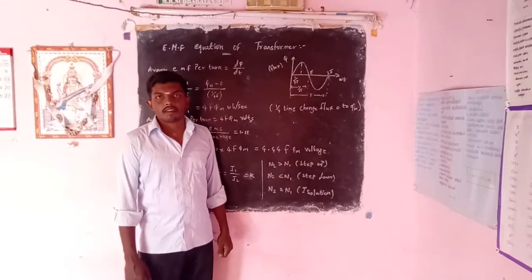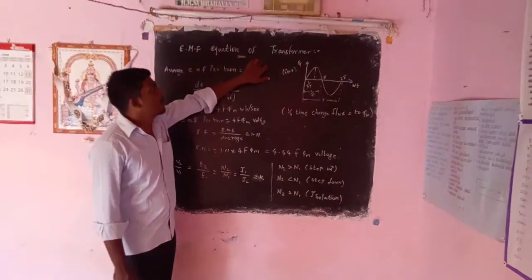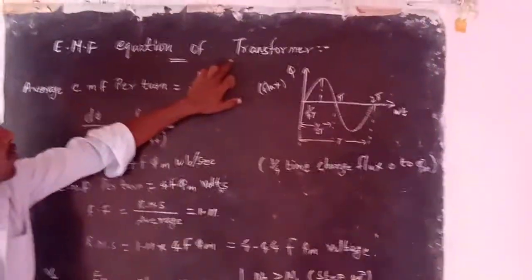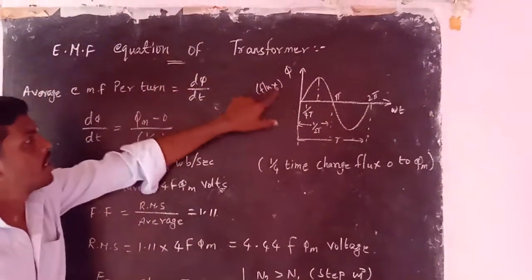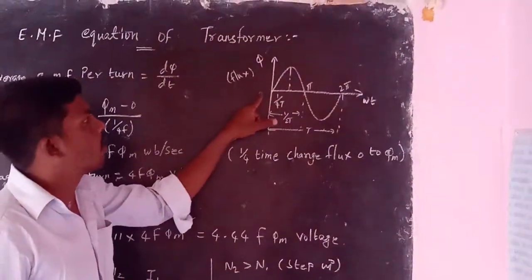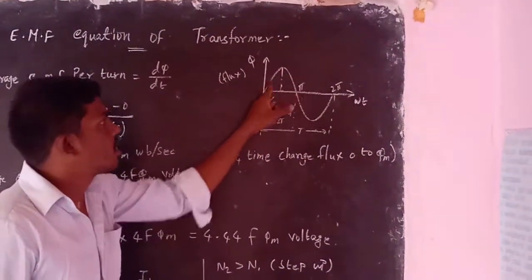Unit 2, transformer: the EMF equation in a transformer. This is today's topic. A transformer works only with AC, so this is the general EMF equation in the transformer. Transformer working in AC means one sine waveform will be produced. This is the sine waveform.